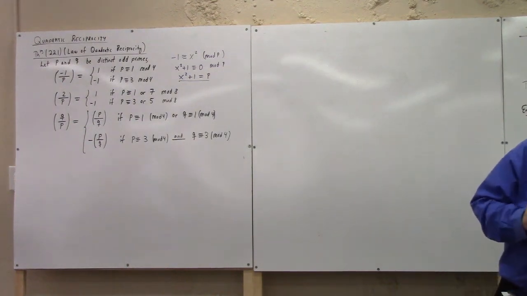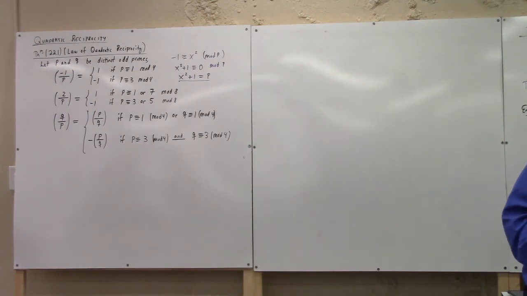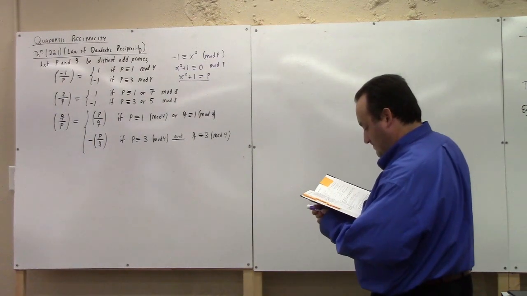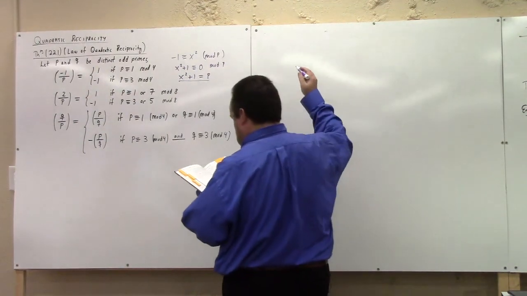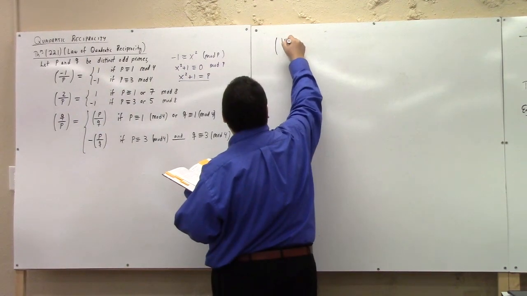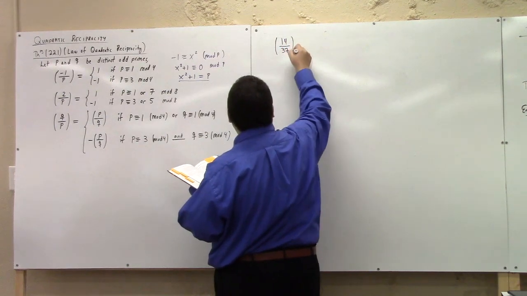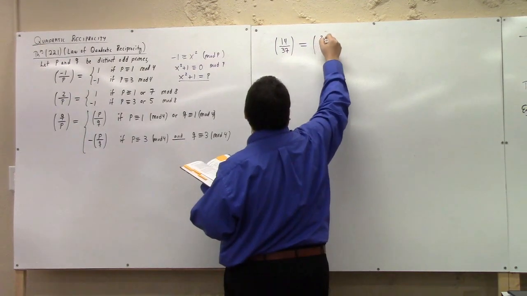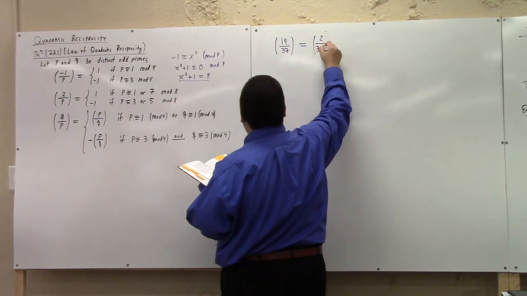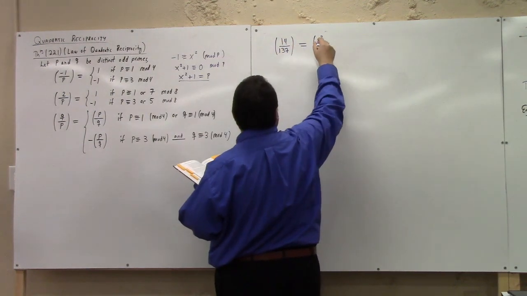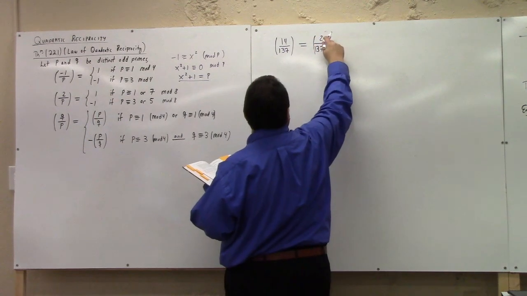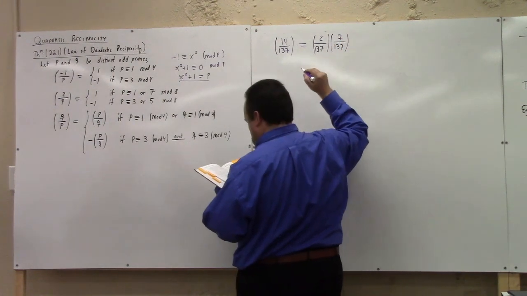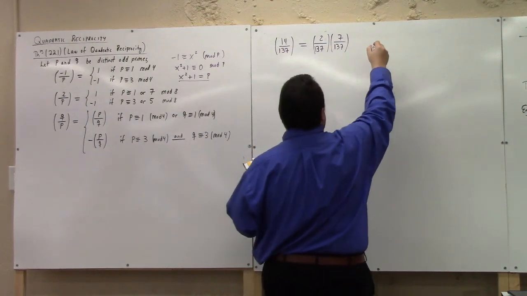Anyway, some examples. Here we go. So let's work on it. 14 over 137. So the first thing he does is just, well, that's 2 over 137 times 7 over 137. That's just the QR multiplication rule.